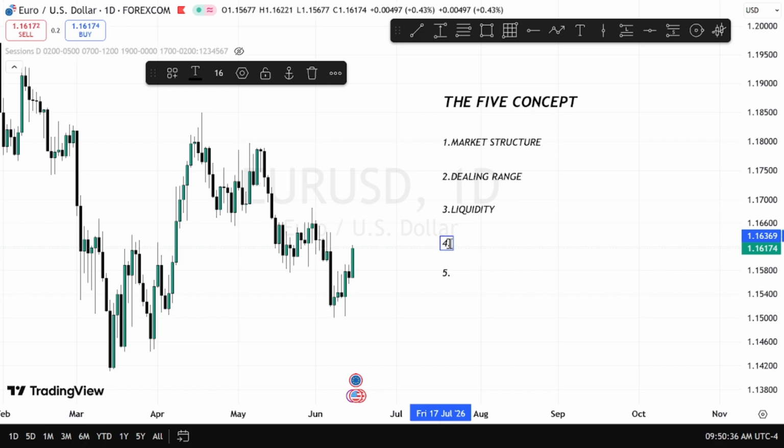And the fourth one on my list is fair value gap.